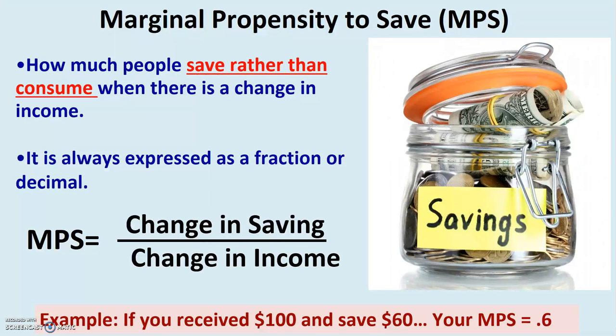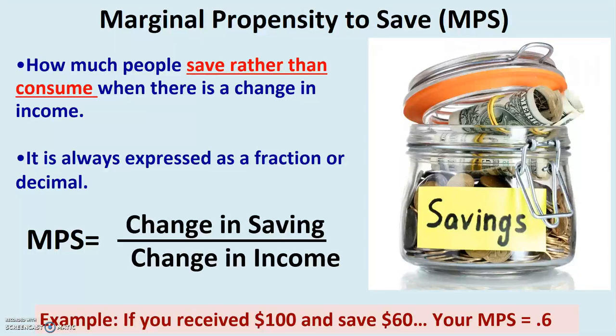So if you look at the equation for solving this, MPS equals the change in saving divided by the change in income. So for example, if I receive $100 and I save $60 of it, what I'm going to do is 60 divided by 100, so your MPS would be 0.6.